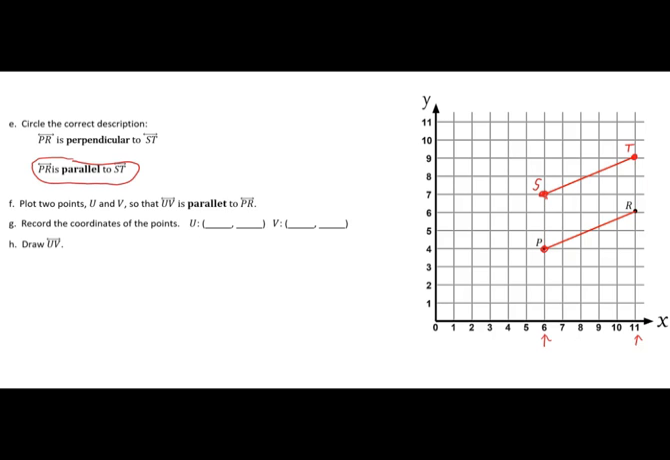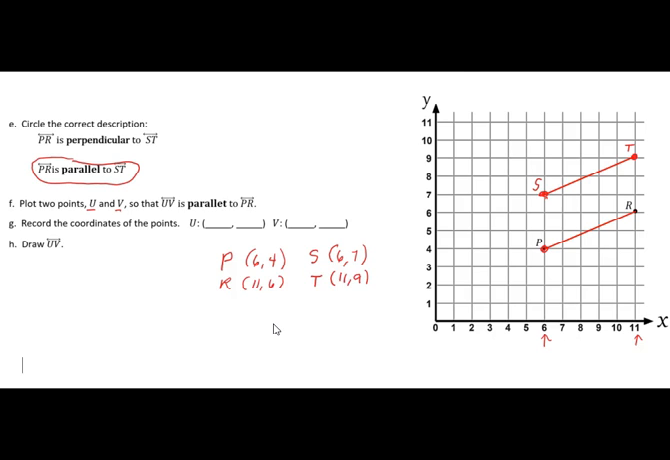That means that those lines or line segments are parallel. The next direction is asking me to plot 2 points U and V so that I can make a line that is parallel to PR. Before I do that, I'm going to look at all of the coordinates for the points that I have so far. So for P, we have 6, 4. For R, we have 11, 6. For S, we have 6, 7. And for T, we have 11, 9.